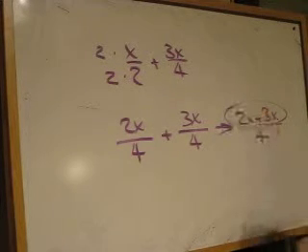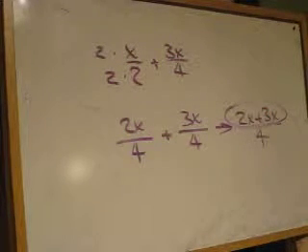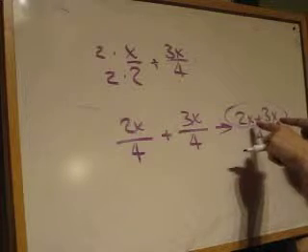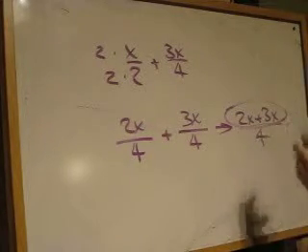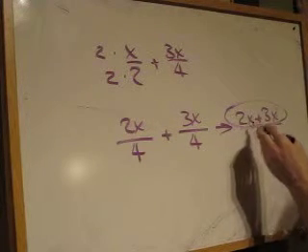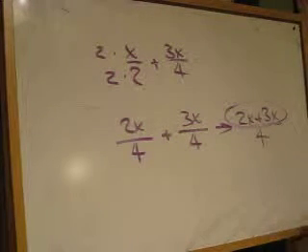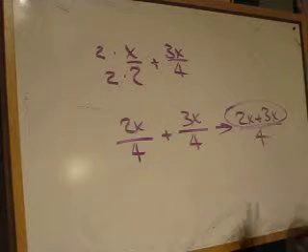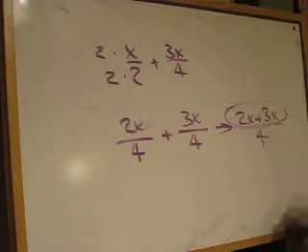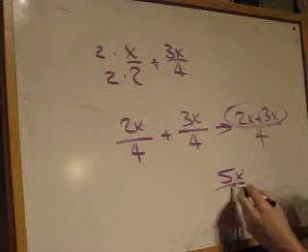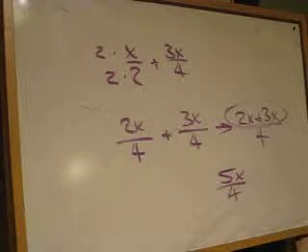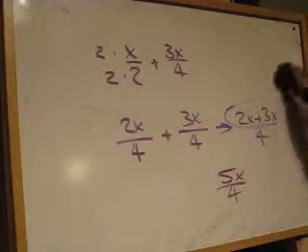Notice my numerators. I have 2 numbers, and I have 2 variables that are the same variables. That means I can combine those. So I have 2 x's and 3 x's. So it's just like we said earlier. It's just like saying I have 2 quarters plus 3 quarters. So I have 5x's over 4. And at that point, I'm done.